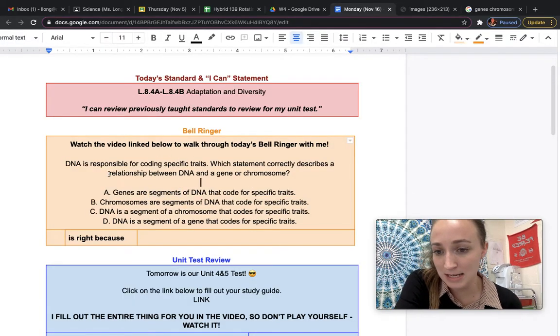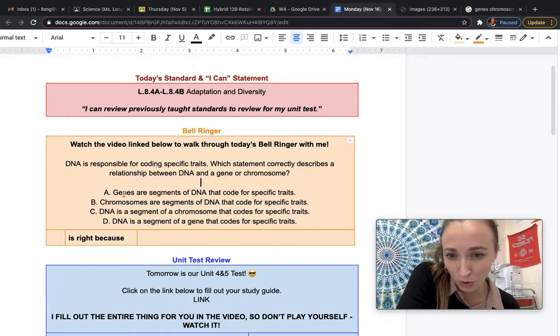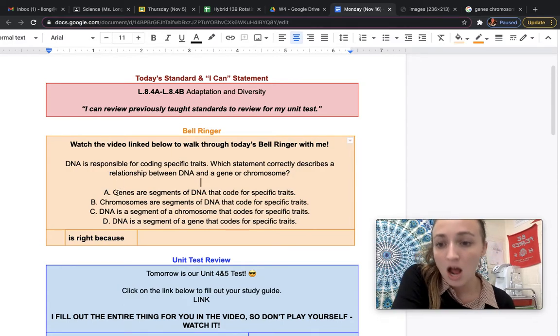So we can see that that answer is going to work for A. Genes are segments of DNA that code for specific traits. Your chromosomes aren't segments of DNA. You remember your DNA makes up your chromosomes. And there you go.